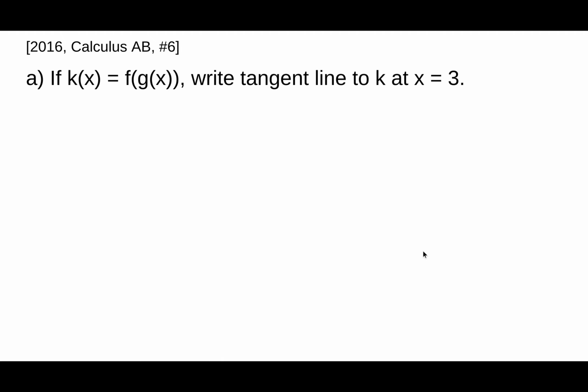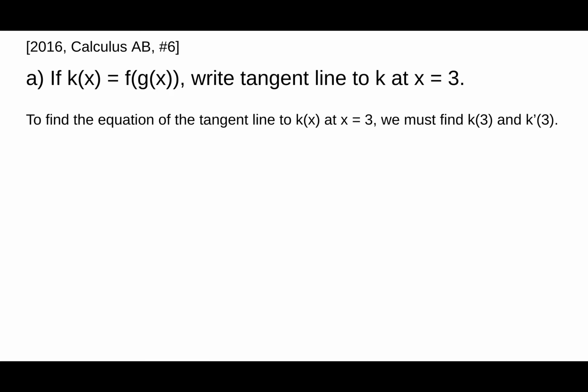This is from the 2016 exam, AB, question number 6, and it is not calculator active. In this question stem, we are provided with different values of a function f, its derivative f prime, a second function g, and its derivative g prime. In the first part of the question, we are asked that if k of x is a function defined as f of g of x, write the tangent line to k at x equals 3.